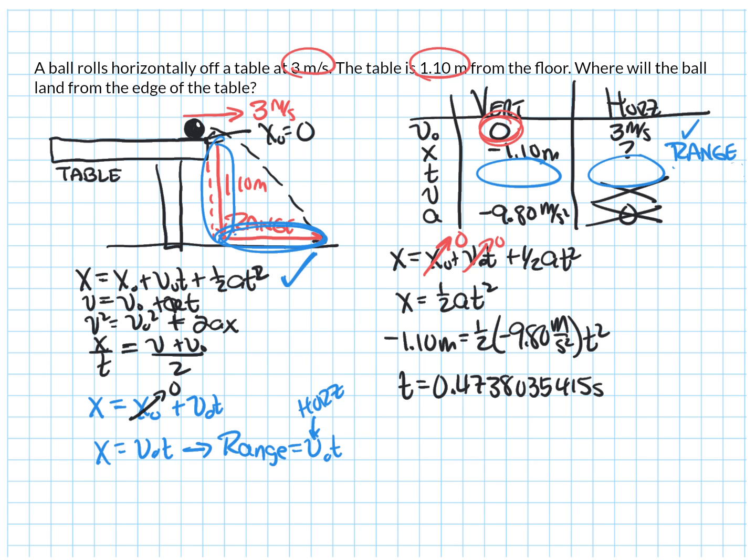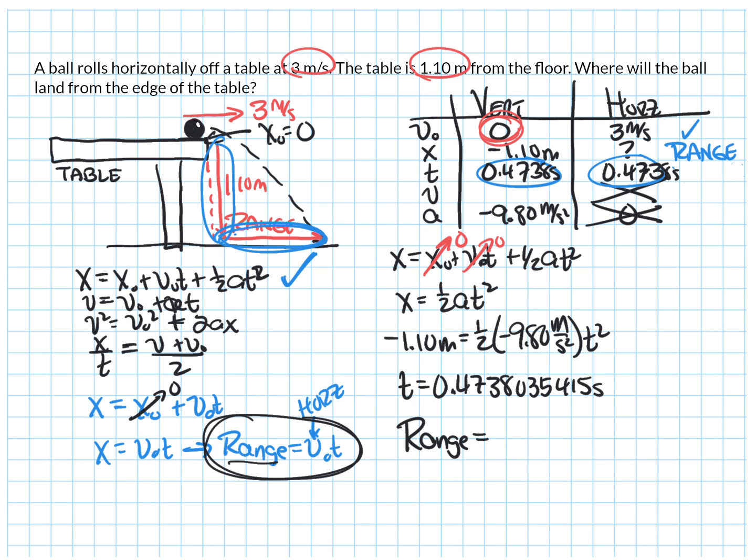So I'm still trying to find the range. I only have one equation I can use to find the range. At this point, I know the time. The time is 0.4738 seconds. So let's write that up here. Okay, so that's good. So now, if I'm looking at the horizontal givens only, I can use my range equation. I'm looking for the range. I have the initial velocity horizontally. I have the time in the air. I'm all set.